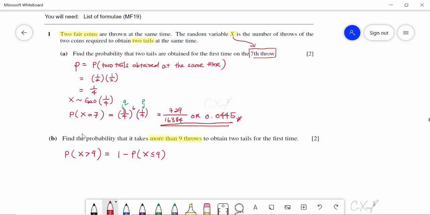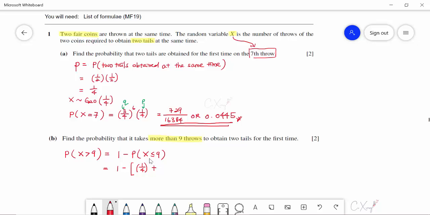So to make the process easier, you should actually take 1 minus P(X ≤ 9). All right, then now we should focus on this part, X ≤ 9. So when you're having X ≤ 9, it means that when X equals 1, that means for the first row you already get two tails at the same time.